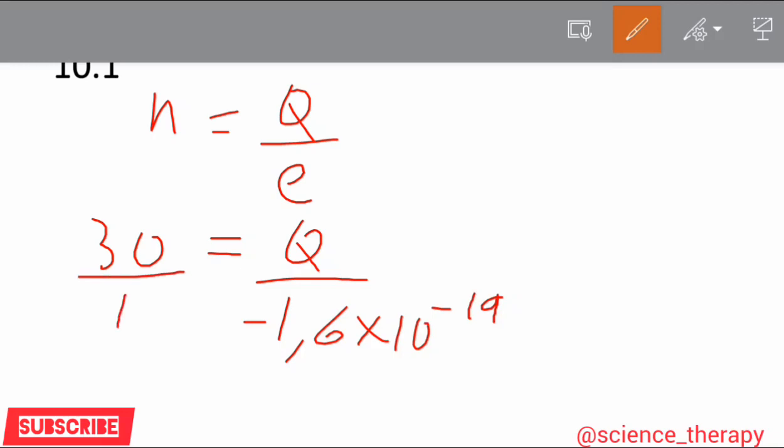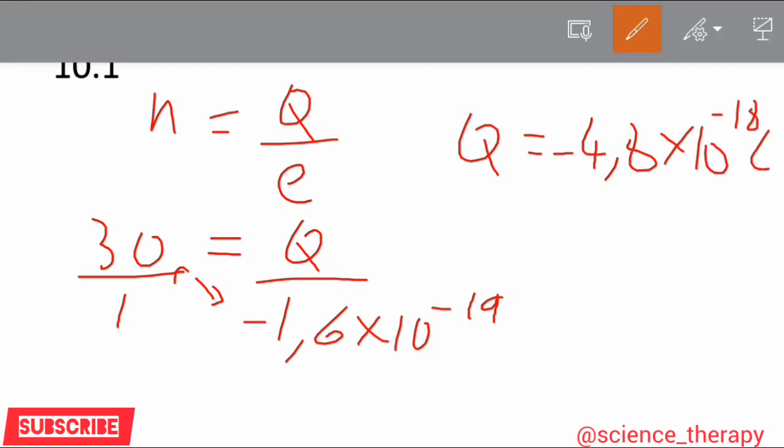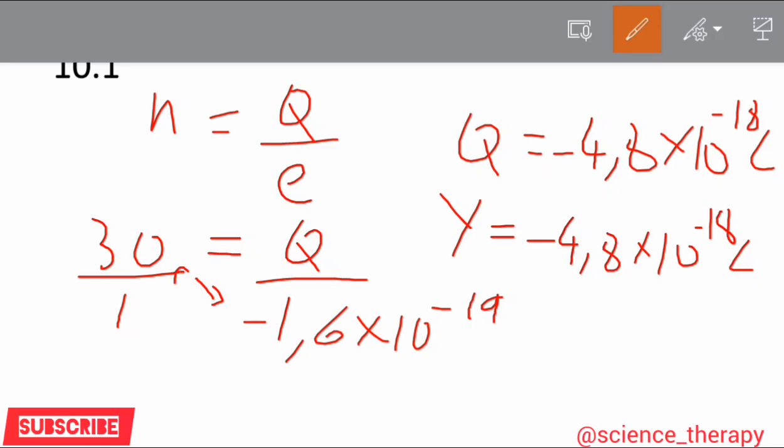Now at this point, we know what to do. This one we can say over 1, and then we have to cross multiply. So if you say 30 times negative 1.6 times 10 to the power of negative 19, then do that in your calculator. If you multiply the two, it gives you negative 4.8 times 10 to the power of negative 18. Then it has to be coulombs. Remember, it's charge, so that's coulombs. So that's sphere Y. Sphere Y has a charge of negative 4.8 times 10 to the power of negative 18 coulombs. And that's how you have your answer.